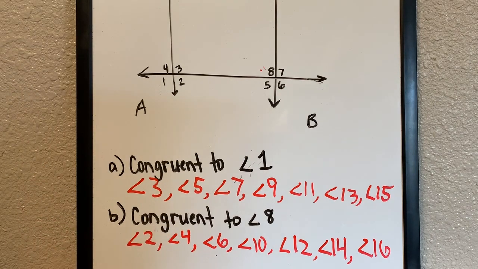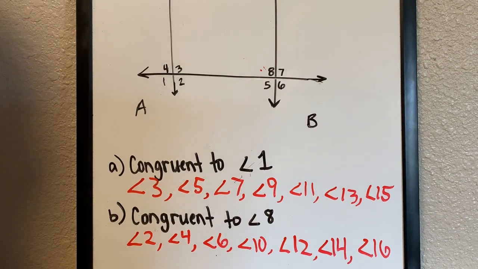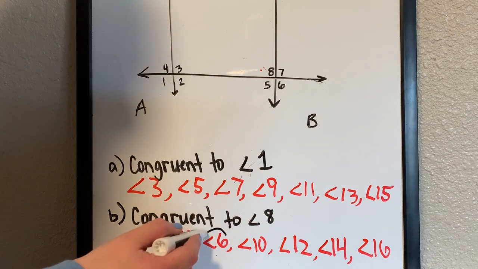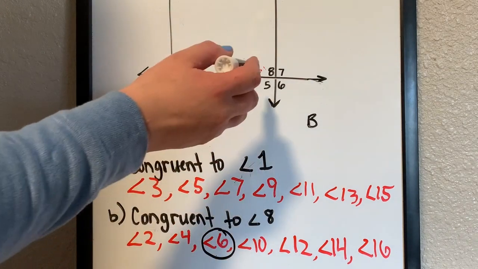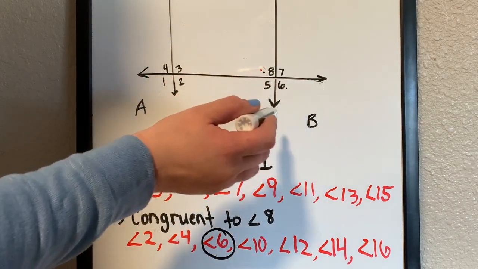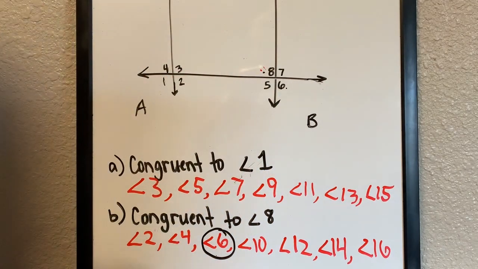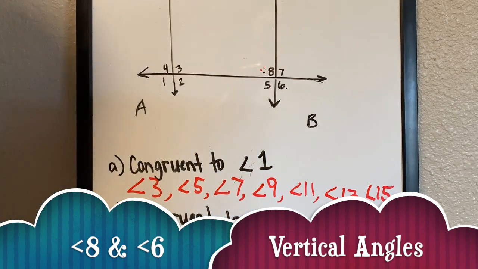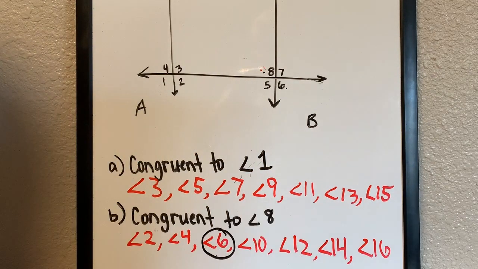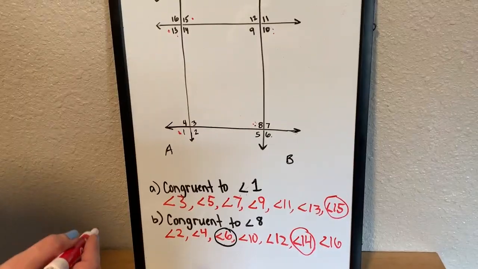Now we're going to just talk really quickly about some of the angles and a reason why. So let's take, where are we here? Let's take angle 6. Why would angle 6 be congruent to angle 8? Well, we did say that it was because they are vertical angles. Okay, let's pick another.